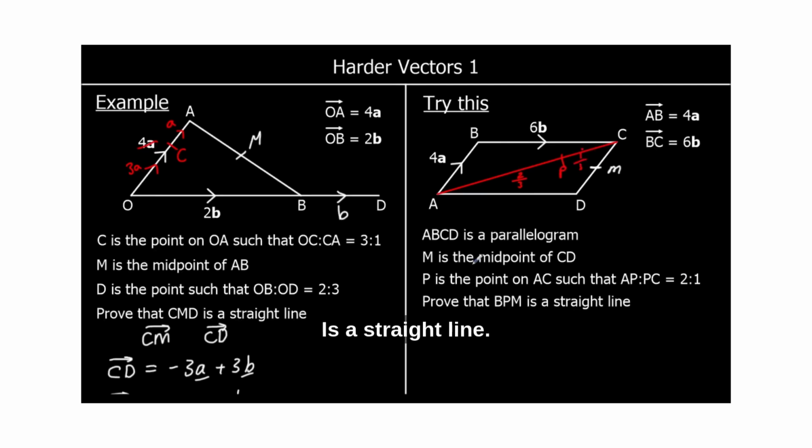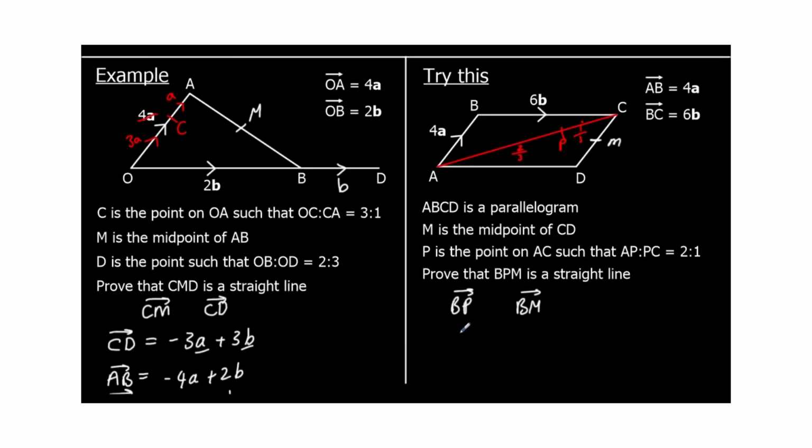Prove that BPM is a straight line. So from B to P to M. So if we work out B to P and B to M, they both go through B, and if one's a multiple of the other, then they must be on a straight line. So let's go from B to M first. That looks easier.